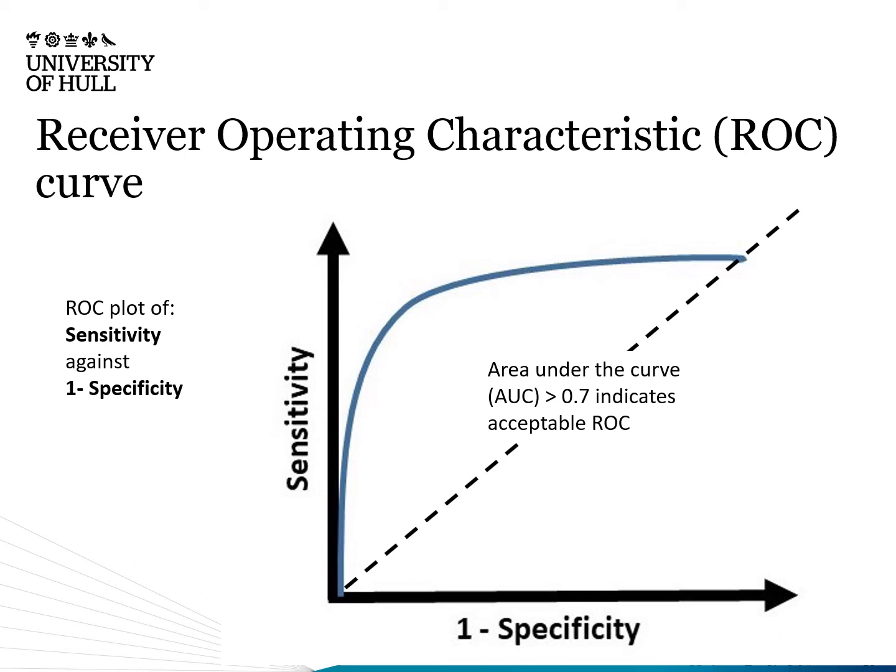So how does this work? Well, essentially, you plot out the receiver operating characteristic curve using those values of sensitivity against 1 minus specificity. You don't have to do this manually these days. You can put the values into a computer program such as SPSS or MedCalc. Other programs are available and it will do it for you.